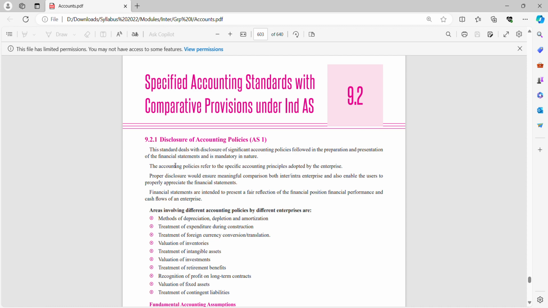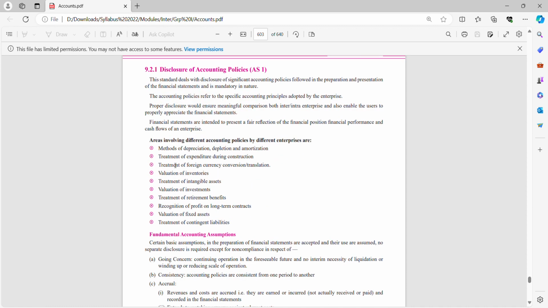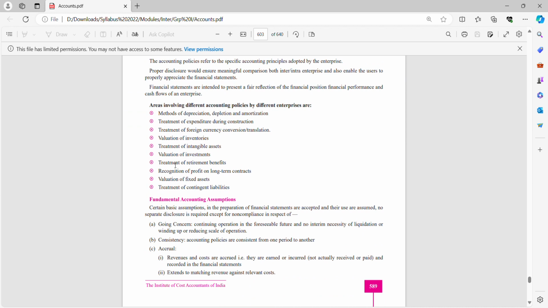Then areas involving different accounting policies by different enterprises are methods of depreciation, methods of depletion and amortization, treatment of expenditure during construction, treatment of foreign currency conversion or translation, valuation of inventories, treatment of intangible assets, valuation of investments, treatment of retirement benefits, recognition of profits on long-term contracts, valuation of fixed assets, treatment of contingent liabilities. I can have a different policy, and Mr. A can have different policies. So in all these areas, methods of depreciation, depletion and amortization.